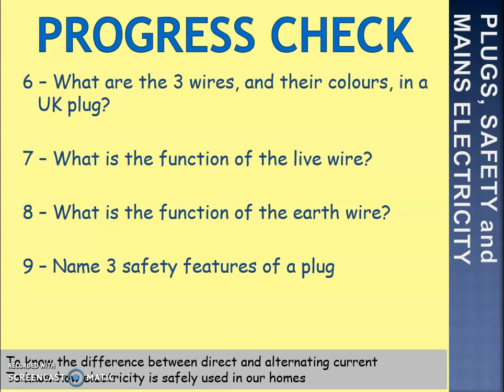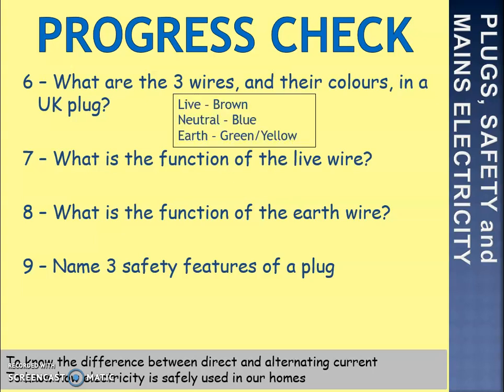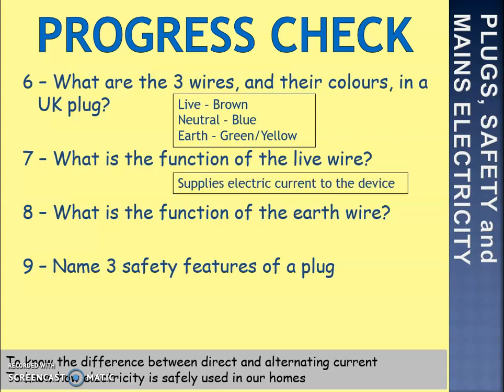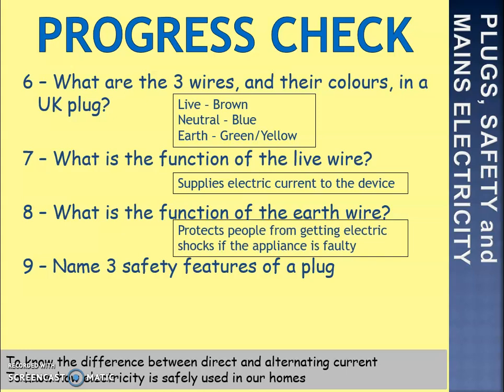Okay, question 6. What are the 3 wires and their colours in a UK plug? Those 3 wires are the live wire, the neutral wire and the earth wire. The live wire is brown, neutral wire is blue, and the earth wire is banded green and yellow. What's the function of the live wire? Live wire supplies the electric current to the device. Question 8. What's the function of the earth wire? The earth wire prevents people from getting electric shocks if the appliance is faulty.